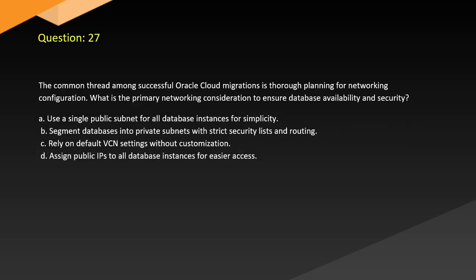Question 27. The common thread among successful Oracle Cloud migrations is thorough planning for networking configuration. What is the primary networking consideration to ensure database availability and security? A. Use a single public subnet for all database instances for simplicity. B. Segment databases into private subnets with strict security lists and routing. C. Rely on default VCN settings without customization. D. Assign public IPs to all database instances for easier access.